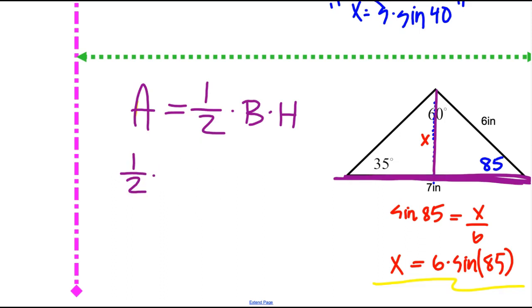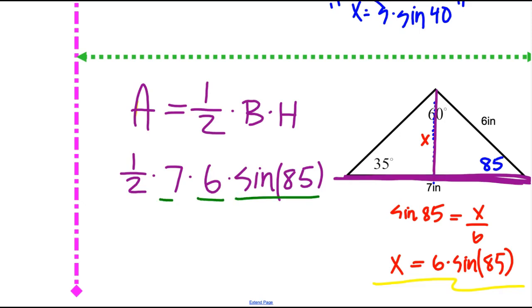You can multiply in any order you want. So you could take 1/2 times 6 times sine of 85. I mean, you're essentially multiplying what? 1/2 times 7 times 6 times the sine of 85. You're multiplying 4 things together, right? The 4 things you're multiplying are sine of 85, 6, 7, and a half. And you can do any order you want.